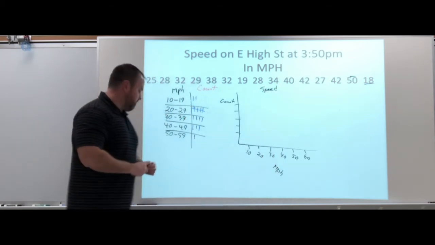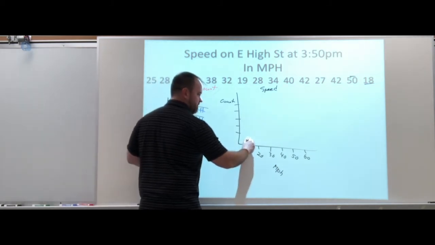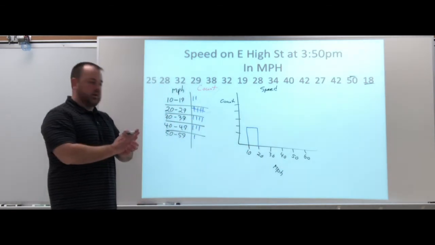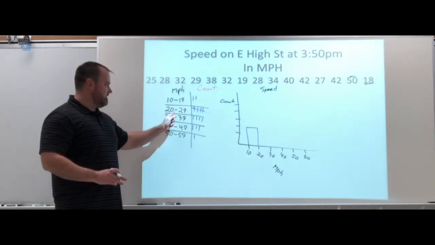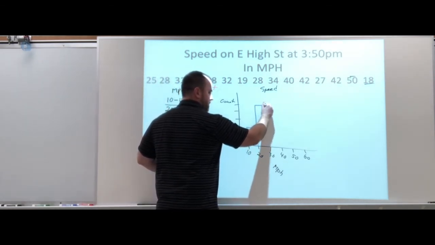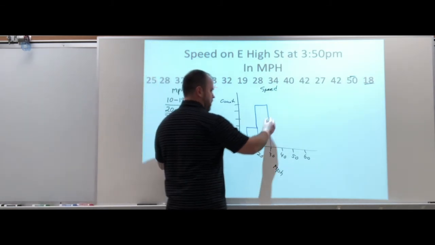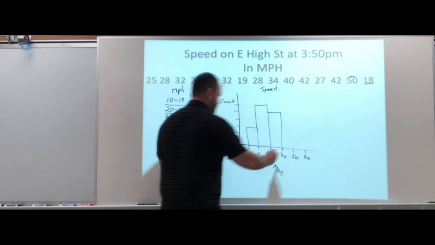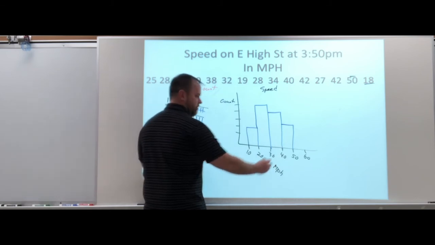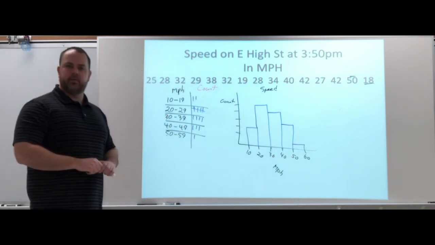And now we just have to make some bars. For 10 to 19, that's 2, so I go up to 2, and there's my bar. These bars should be touching, because as soon as 10 to 19 ends, the 20 to 29 begins. That has to go up to 5. The 30 to 39 goes to 4. 40 to 49 goes to 3. And just 1 is in the 50. So there's a nice, beautiful histogram for you.